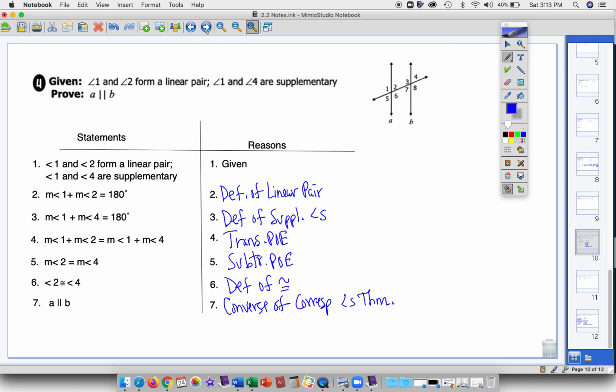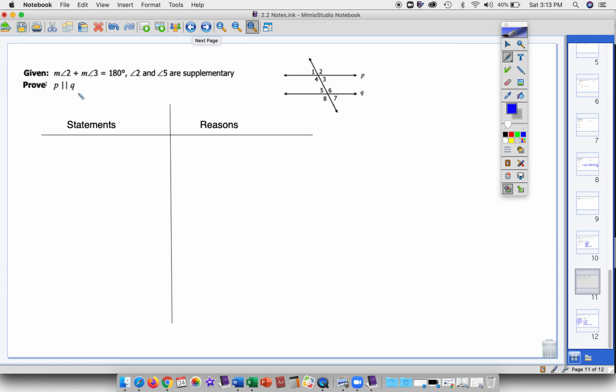Okay, I think we have one more. So here you're given that the measure of angle 2 plus the measure of angle 3 is 180. You're given that angle 2 and angle 5 are supplementary. And you're asked to prove that P is parallel to Q. So go ahead and give that a try. Pause the video. Come back when you're done. Okay, let's see how you did.